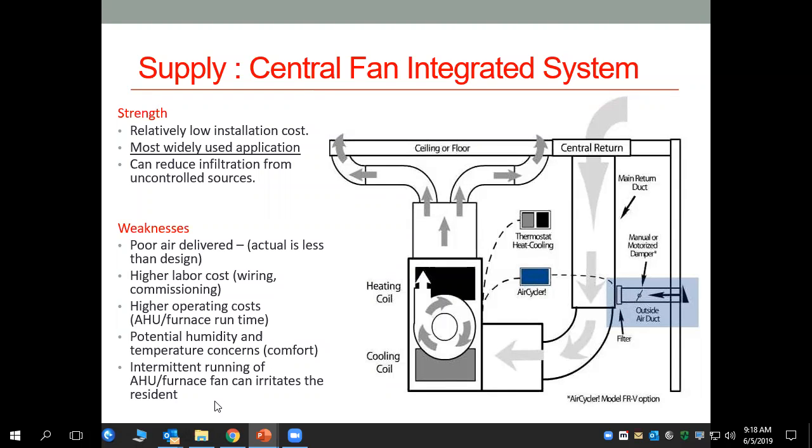I received calls in one of the companies where I managed the new construction division, that homeowners were very upset that their fan was running and their thermostat was off.